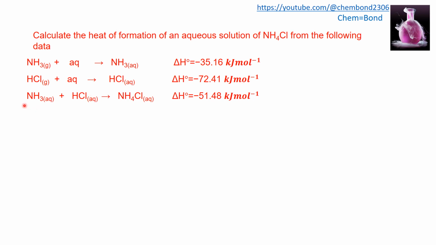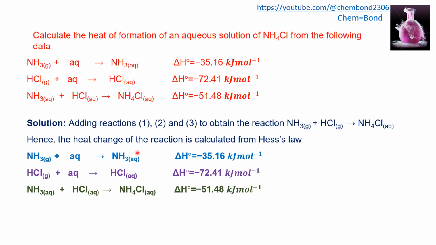Also, there is a third reaction given: ammonia in aqueous form is combined with HCl in aqueous form, and it will produce ammonium chloride in aqueous form. So here in the question it is given aqueous solution of ammonium chloride. So first we will form the ammonium chloride and then we will treat it with aqueous solution. So we will solve it, adding reactions 1, 2 and 3, these three reactions.